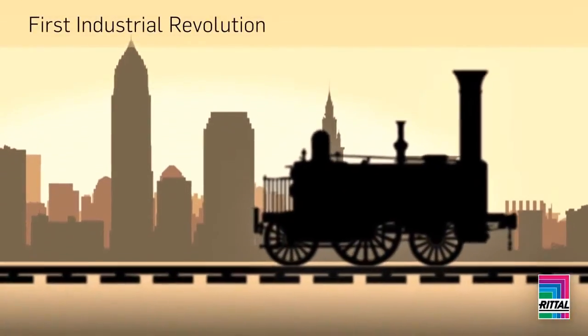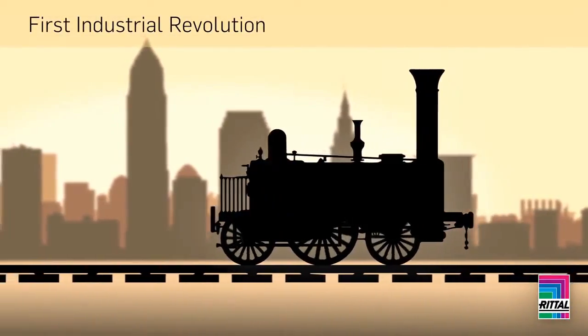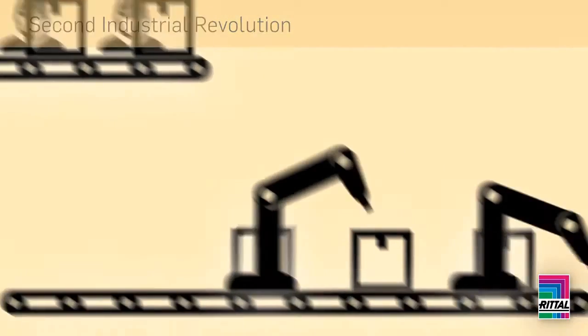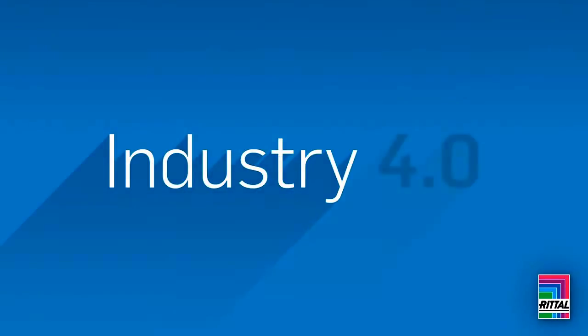In the 1700s, man harnessed water and steam to start the Industrial Revolution. The Second Industrial Revolution brought us mass production, while the third increased industrial output through automation. We are now on the cusp of the Fourth Industrial Revolution, Industry 4.0, where industrial decision-making and logistics moves to the cyber-physical level.